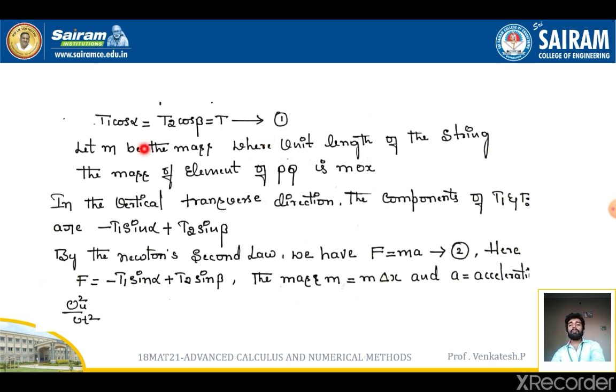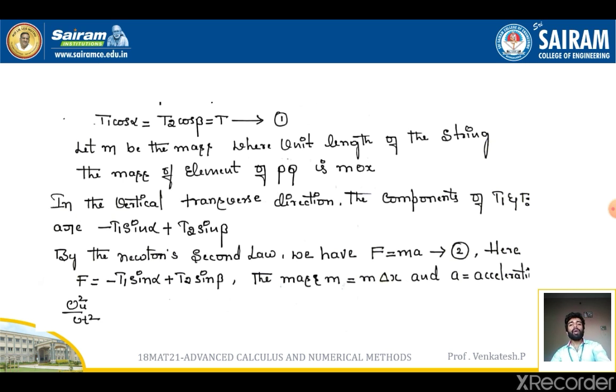Let m be the mass of the string. Let small m be the mass per unit length of the whole string, but I am taking a small part of the string with the distance PQ, so the mass of the element PQ will be m delta x. Since I am taking a small part of the string PQ in the entire string, I can take the mass like m into delta x.